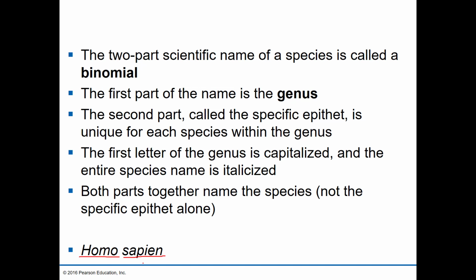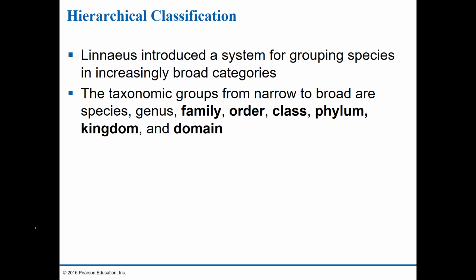We also separate the two words. They're not together as one word. And the first letter is always capitalized. The second word is not, and it's either italicized, or if you can't italicize it, then you underline it. So be able to recognize the proper way to write a species name in binomial nomenclature. That would hopefully be an easy question for you.